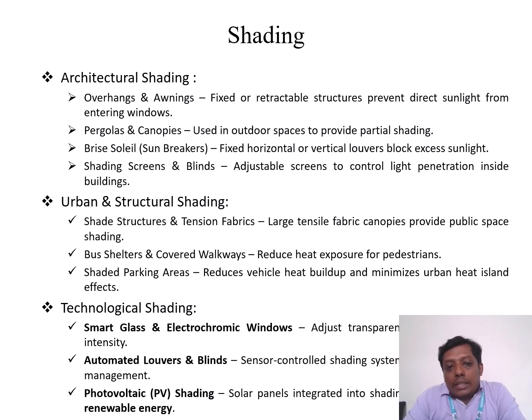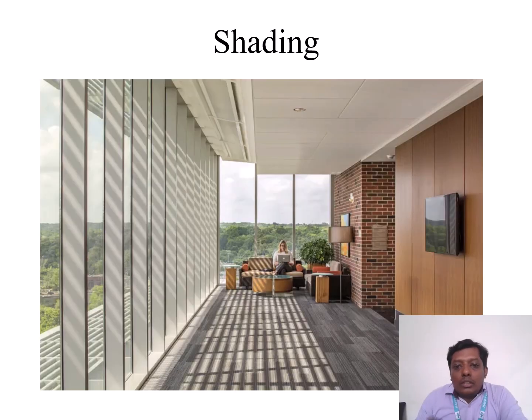Urban and structural shading is nothing but shade structures and tension fabrics, bus shelters, covered walkways, then shaded parking areas. So these come under urban and structural shading. Technological shading is nothing but smart glass and electrochromic windows we are fixing in buildings. It's transparent. So automated louvers and blinds, photovoltaic shading. These are the pictures for shading for blocking the direct sunlight.